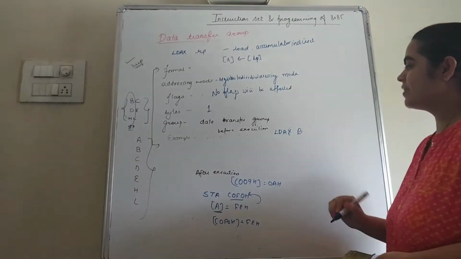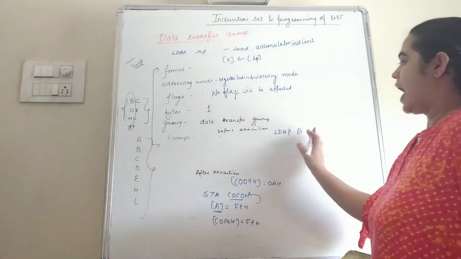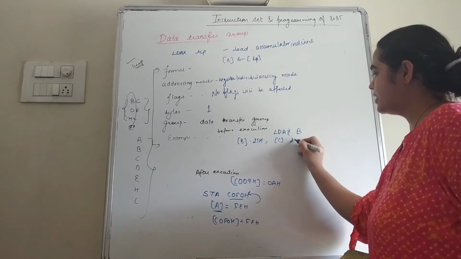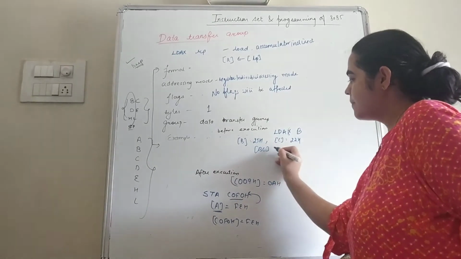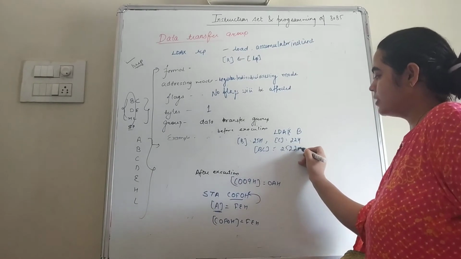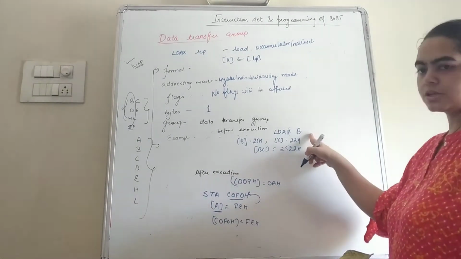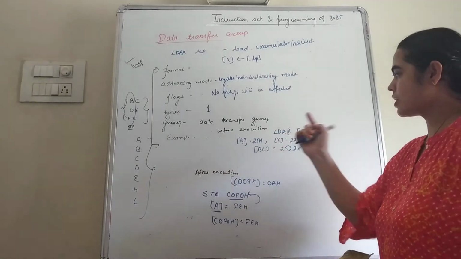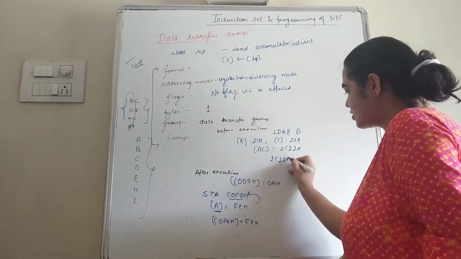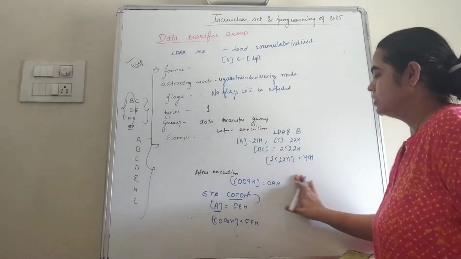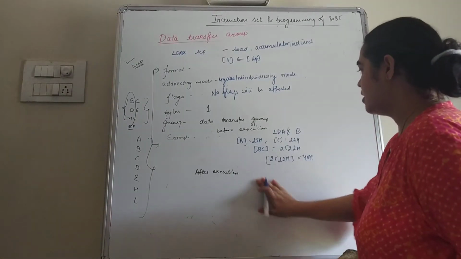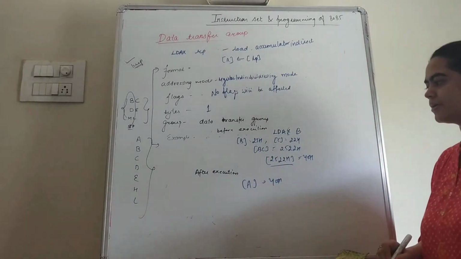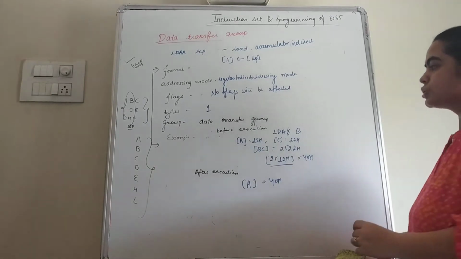For example, we have the instruction LDAX B, and in B we have the value 25H, and in C we have the value 22H. So the BC pair has the value 25 22H. Now students, after the execution of this instruction, the contents of this memory location will be loaded into the accumulator. For example, at this memory location we have contents 40H. So after the execution of this instruction, the contents of the accumulator will be 40H, which is present in the address stored in the BC pair.